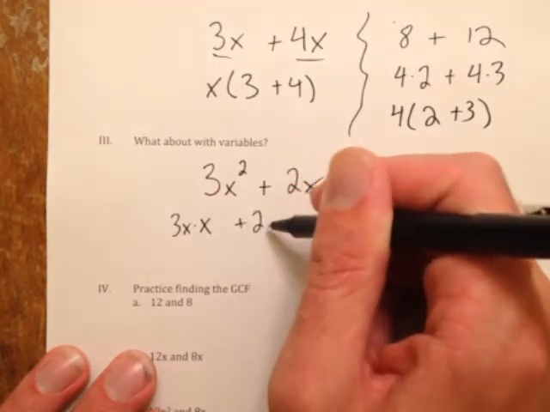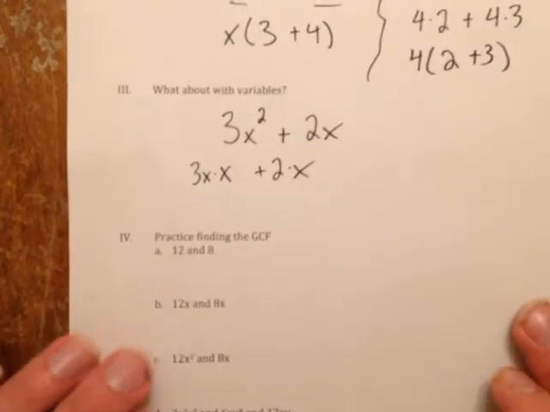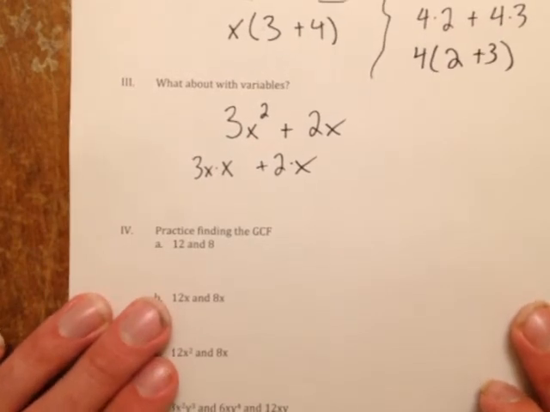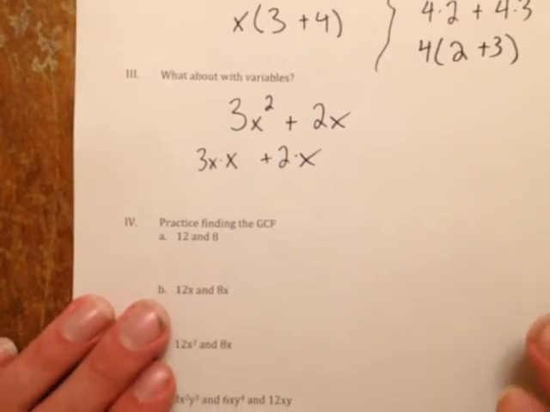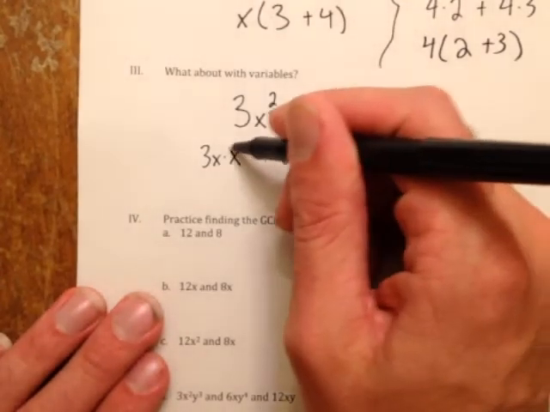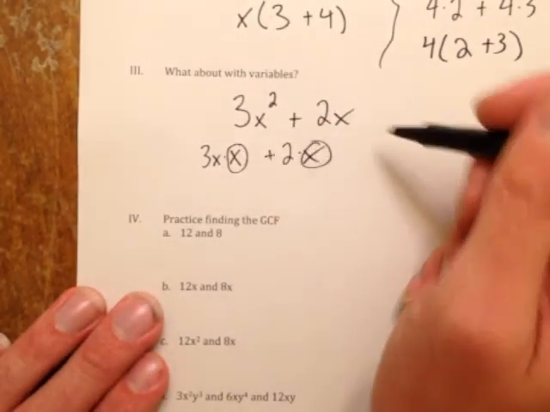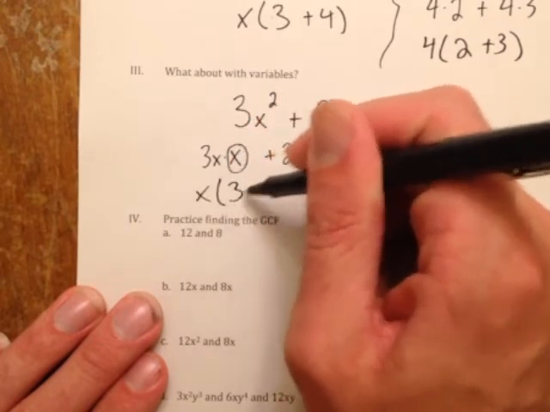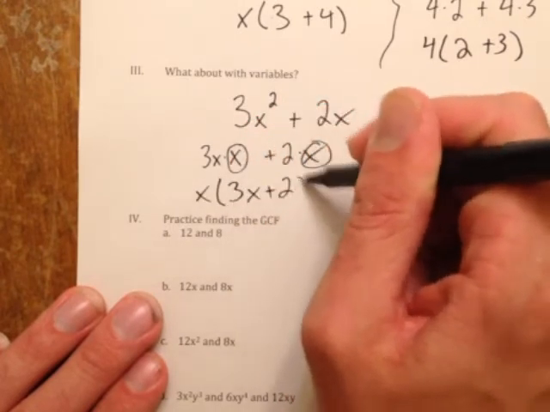multiplying something by x. So the first one, 3x squared, we could rewrite as 3x times x, because x times x is x squared. And the other one is just 2 times x. It's already kind of written that way. We now say, okay, the x must have been distributed in the previous step. Working our way back, we're left with x times 3x plus 2.